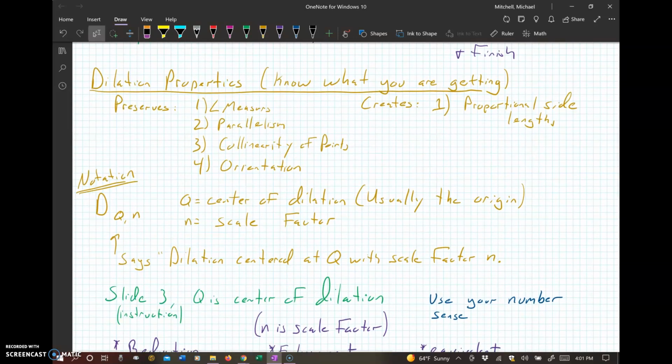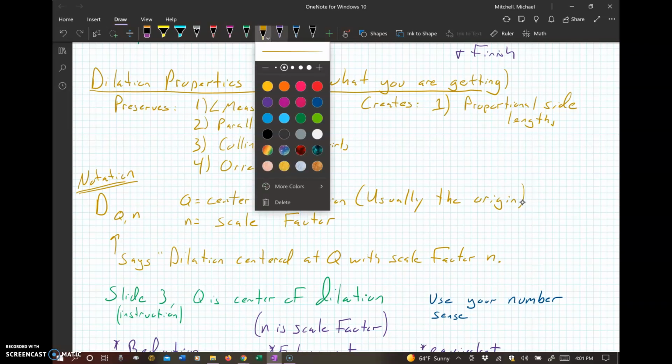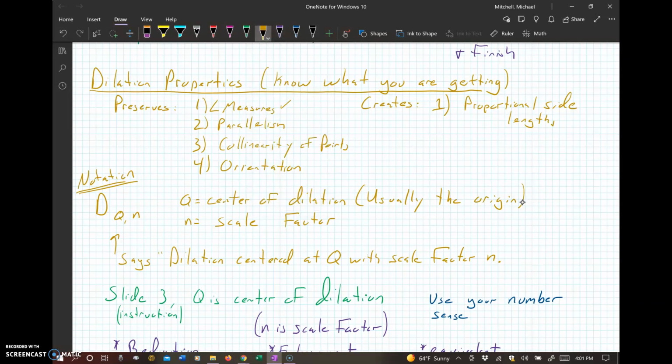Okay, dilations preserve these things. Measures, though I misspelled that. Parallelism, that means if lines start off parallel, they will stay parallel. Collinearity of points, if two points are in the same line, they'll stay in the same line. And orientation, that means things aren't turning.